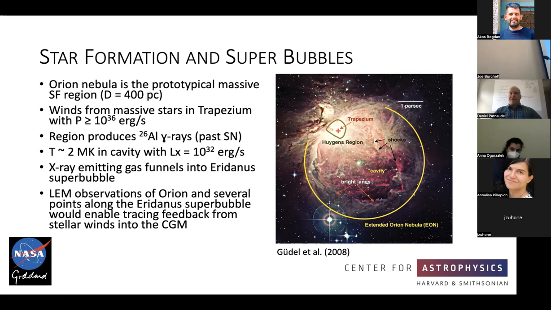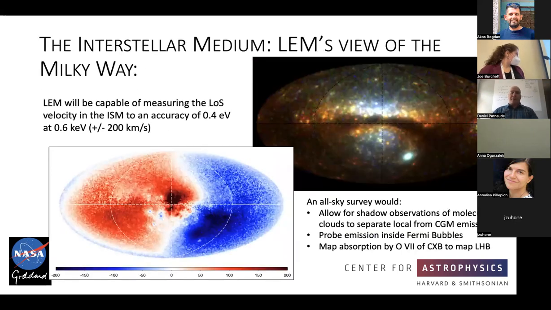And observations have shown that some of this X-ray emitting gas actually funnels into the Eridanus superbubble, which is nearby. And what LEM will do is trace the feedback from this hot cavity into the superbubble and then out into the circumgalactic medium. So we'll be tracing the input of energy from stellar winds and other processes from these relatively small regions into a much larger environment.